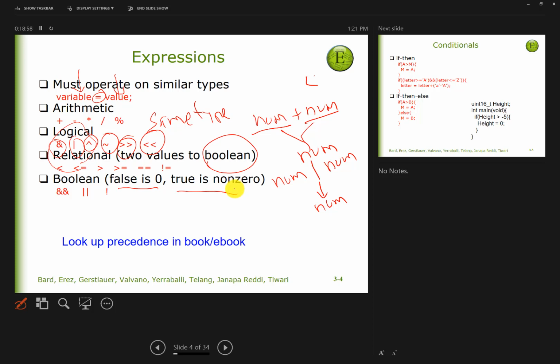So a relational operation is going to take two numbers and operate on them to give you a Boolean. Right, obviously, is A greater than 10? It's going to take the value out of variable A and the number 10, and tell you which is bigger, A or 10, and give you a true if A is bigger.